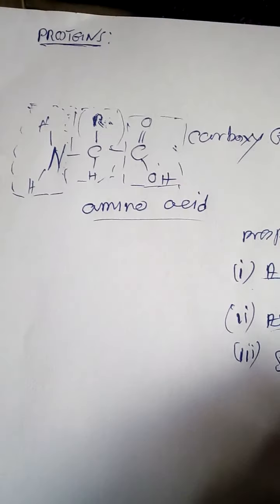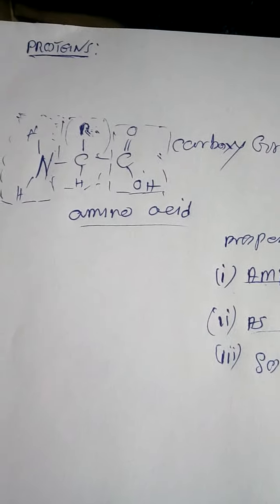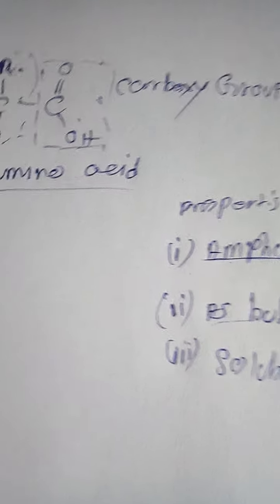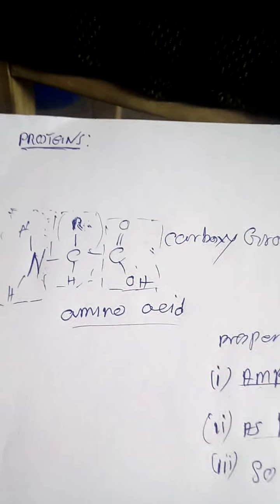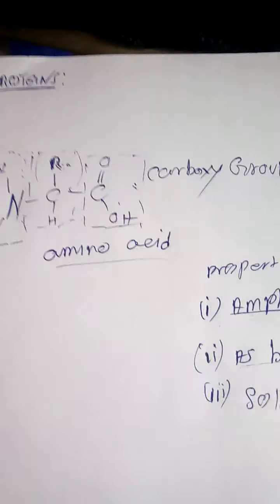So the longer the chain, the less soluble it is. You find that some amino acids are hydrophobic, some are hydrophilic, depending on the size of the R group. Okay, I think that's what I can talk about regarding the properties of amino acids. So we can talk about the polymerization of amino acids.